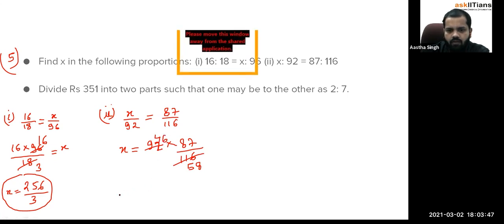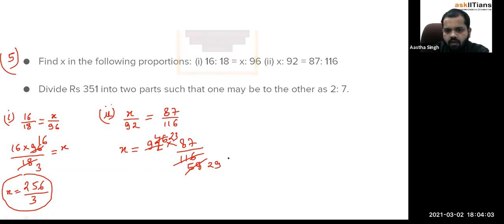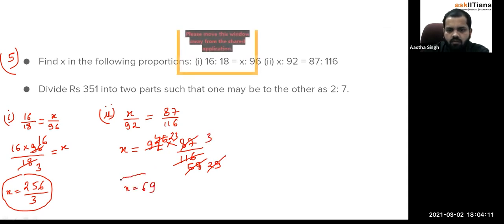Further, you can also cut by 2. 2 2s are 4, 2 9s are 18. 2 2s are 4, 2 3s are 6. And 29 will cut 87 three times. X will be 69. This is the answer of question 5.